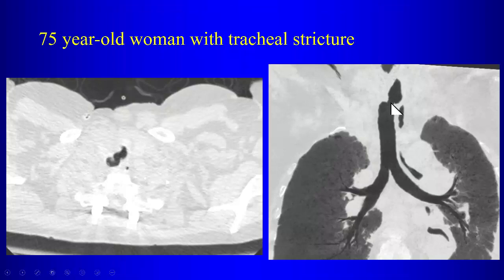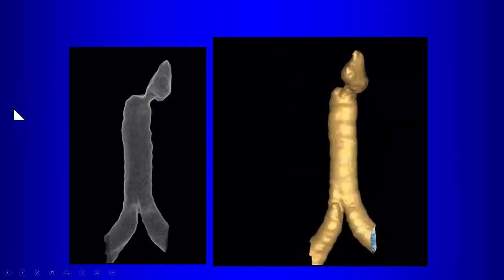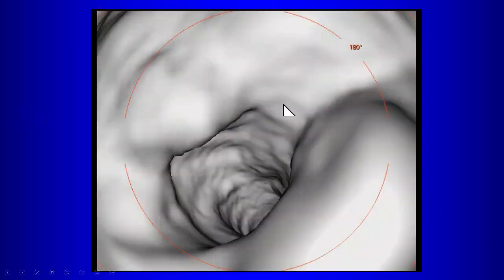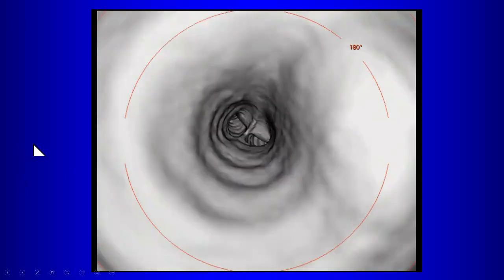Another example of stricture, see how irregular it can look sometimes. And then here's volume rendering of that to show you this tracheal stricture in this person. Right? And it's nice going through that, to see how regular that is from the inside.